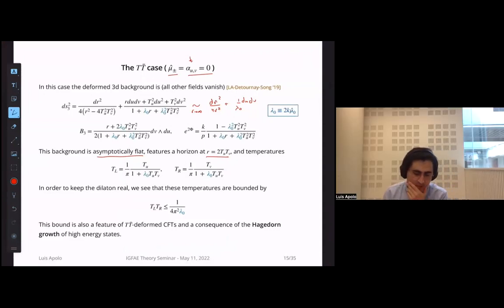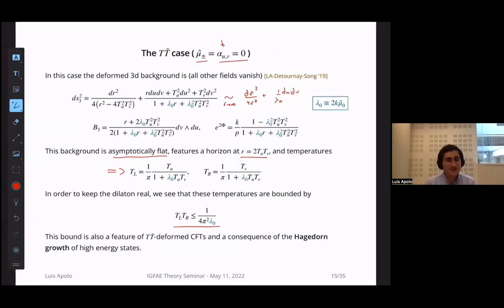Okay, so right, there are these deformed temperatures, and I have written them for the following reason. If you want to keep the dilaton real, you find that these deformed temperatures must satisfy the following bound. The reason this is interesting is that if you take a TTbar deformed CFT and you didn't know anything about this background, you would find the same bound. So a TTbar deformed CFT satisfies the same bound on the deformed temperatures, which is a consequence of the Hagedorn growth of states, which we will see more about later on.